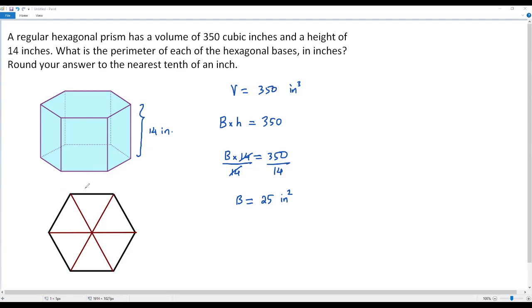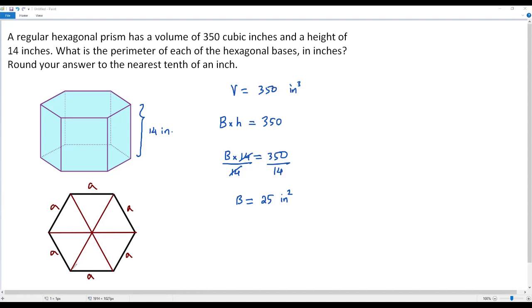Actually, our aim is to get the perimeter of this regular hexagon, which is the base of the given prism. Okay, now let me assume the length of one of the sides of this regular hexagon is A. Since it's a regular hexagon, all the sides will be equal in length. Then the length of this side is A, this side is A, this side is A, this side is A, this side is A. So once I get the value of A, that is the length of one of the sides, it can be multiplied by 6 to get the perimeter of the hexagonal base.